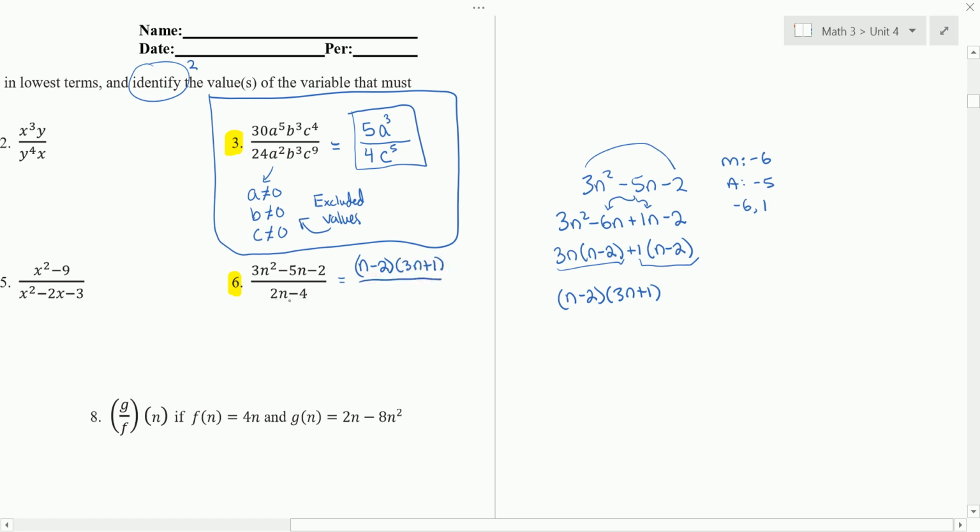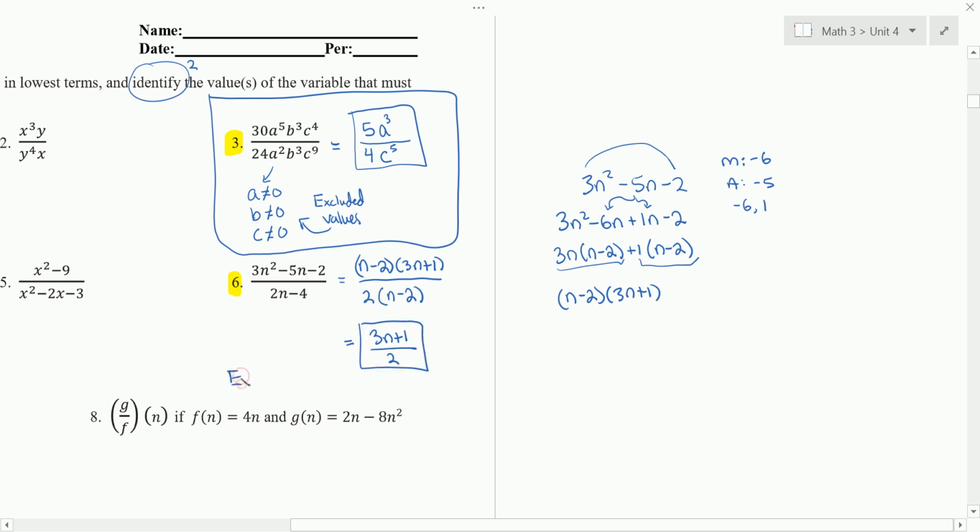The denominator, both 2n and 4 are divisible by 2, so you can factor out a 2, and we're left with n minus 2. Now we can look at the numerator and denominator, see they're both divisible by n minus 2, and so divide them both by n minus 2, and you end up with 3n plus 1 over 2. So that's the first part.